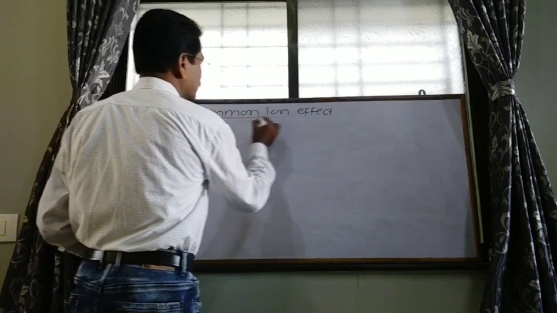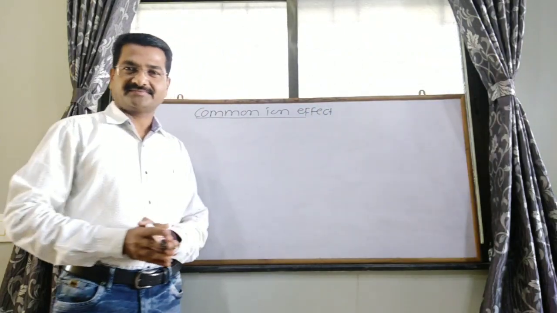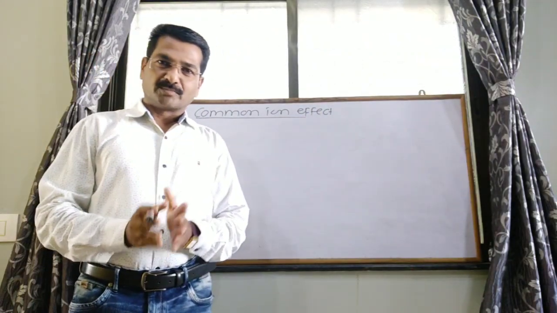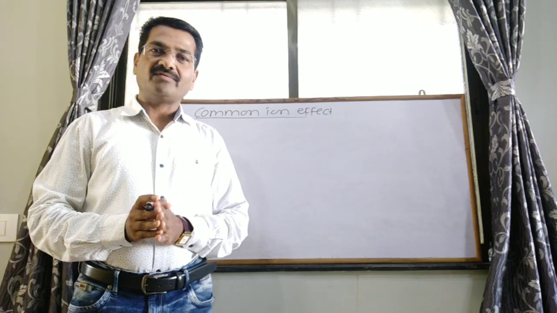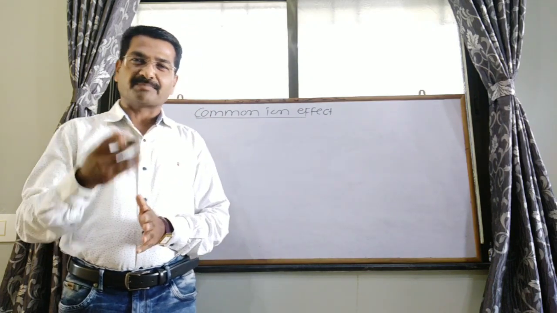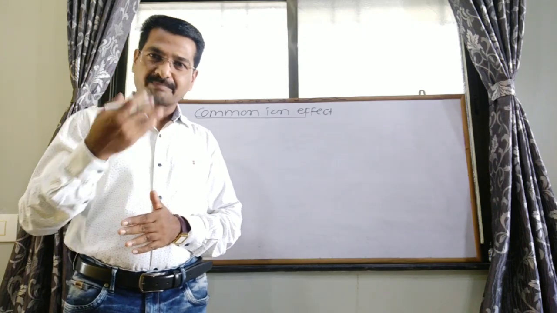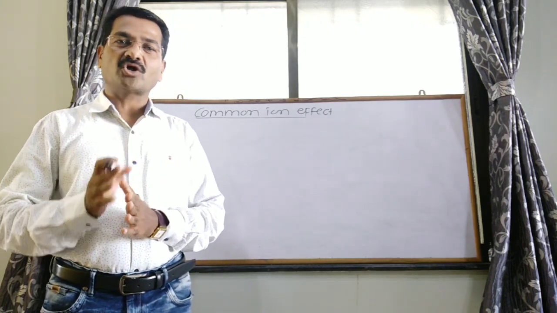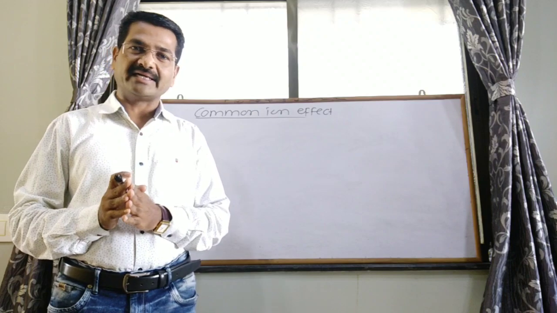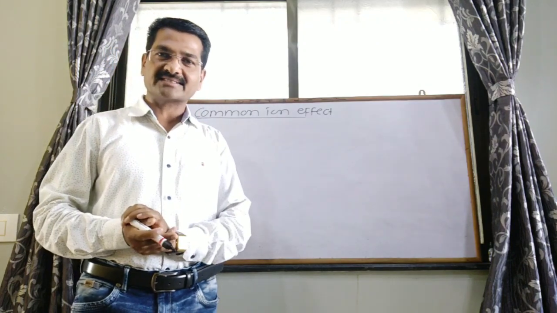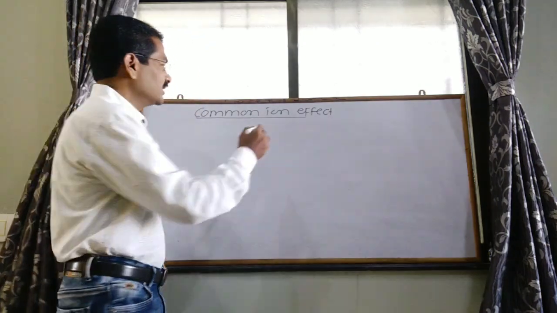So, what is the common ion effect? The process in which a weak electrolyte is suppressed by addition of a strong electrolyte containing a common ion is called the common ion effect.